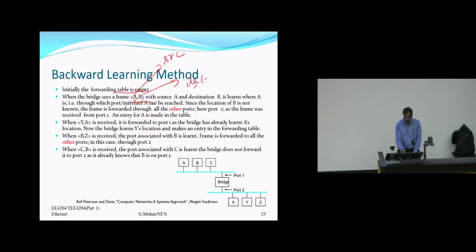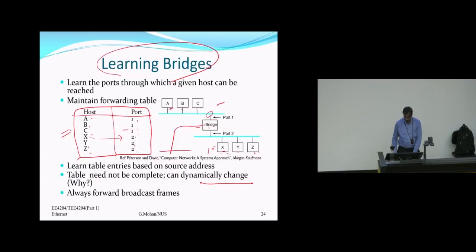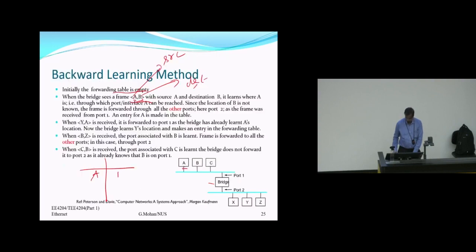So when such a frame is received at the bridge, the bridge learns that A is on port number 1. So first, it will make an entry, A1. So this is host, this is port. Okay? But it does not know where B is. So our assumption is initially the table is empty. Okay, that is practical, right? Initially when it's booted up, the table is empty. So it does not know where B is.